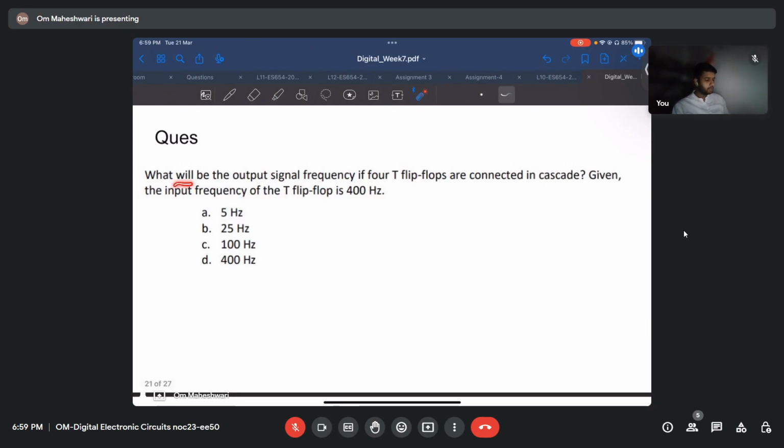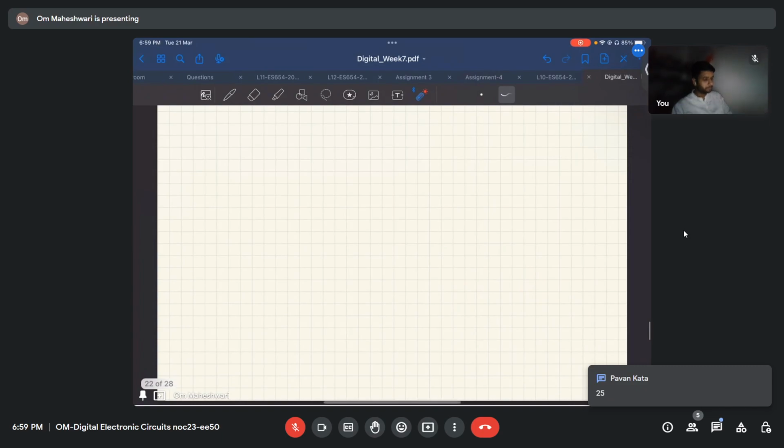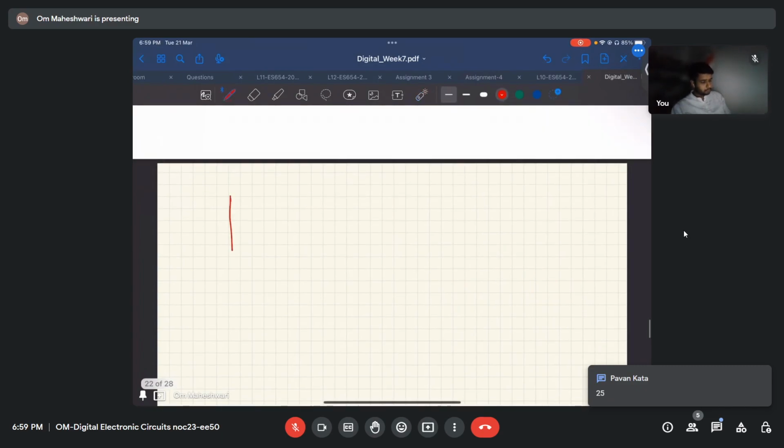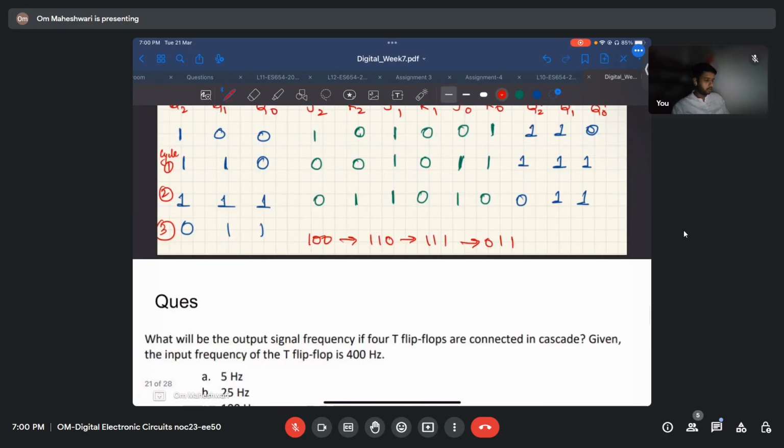So now the question is, what will be the output signal frequency if 4 T flip-flops are connected in cascade, given the input frequency of the T flip-flop is 400 Hz? So first we need to know what a T flip-flop is. For the T flip-flop we have T and the clock.